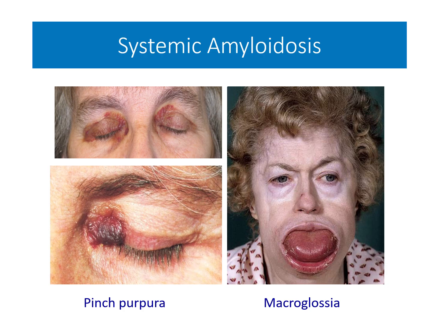And macroglossia, so these patients with systemic amyloid have a big tongue. And again, systemic amyloid may be associated with an underlying multiple myeloma. So this is just to show you that some skin clue signs should point you to look for something else. If you see pinch purpura on the eyelid, this has to make you suspect systemic amyloidosis, and then one has to work up for myeloma.